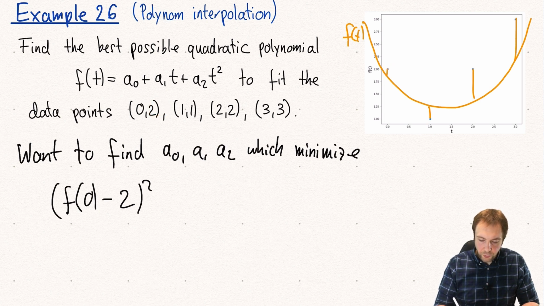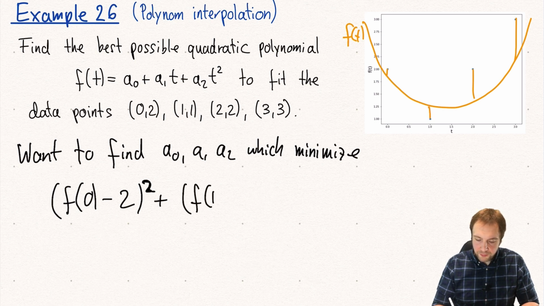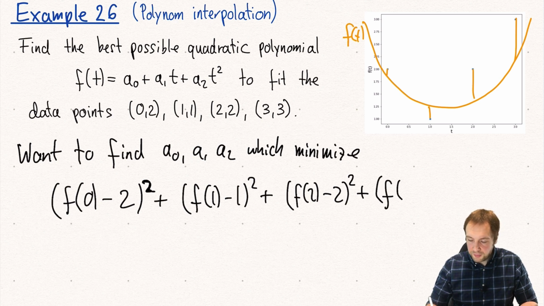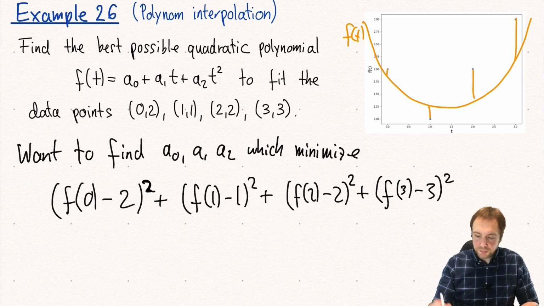So if I take the square, and this I can compare f1 with 1, take the square, and f2 with 2. So we want to minimize this expression here, and this is why this is called the least square, because we want to minimize these squares, or the sum of these squares.